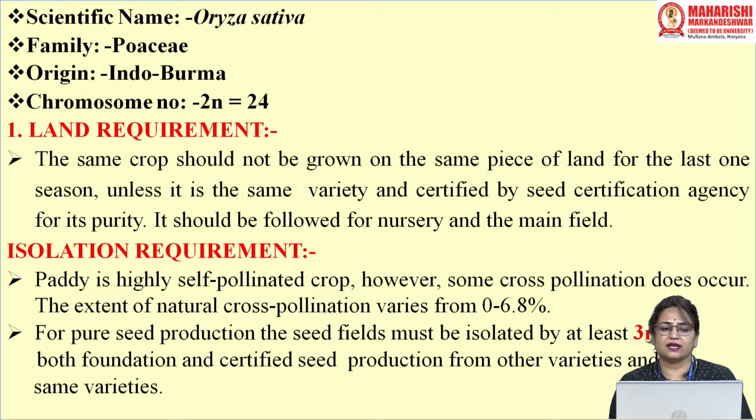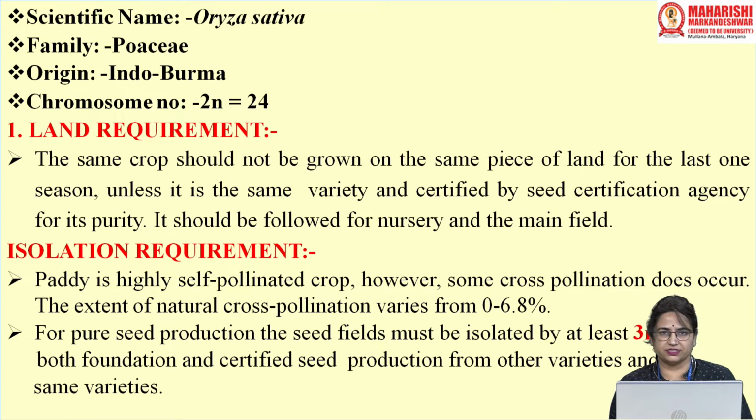The first is land requirement. For the seed production of rice, the same crop should not be grown on the same piece of land for the last one season, unless it is the same variety. If the variety is the same, then we can use that land again for the second time, certified by the seed certification agency for its purity. It should be followed for both nursery as well as the main field.